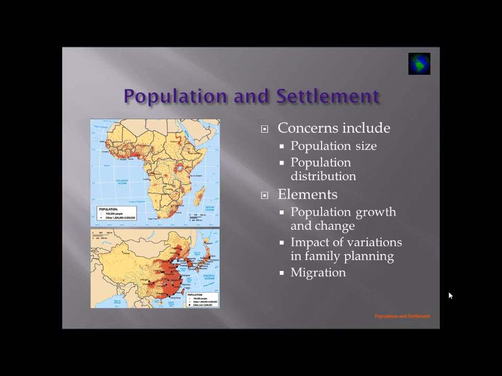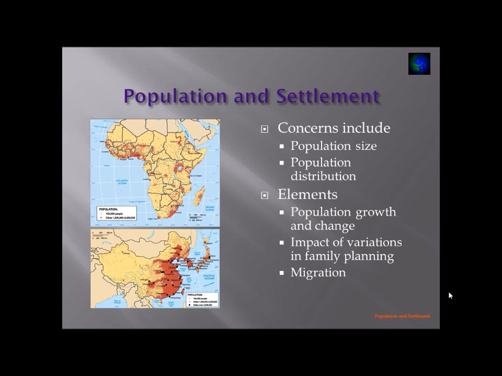Let's look at population and settlement. Those concerns include population size and population distribution. As you can see from these maps, population is clustered in certain areas and distributed, not necessarily totally clustered together in a country. But if you look at China below, you can see that most of the population is clustered to the eastern portion of China, the coastline back alongside rivers.